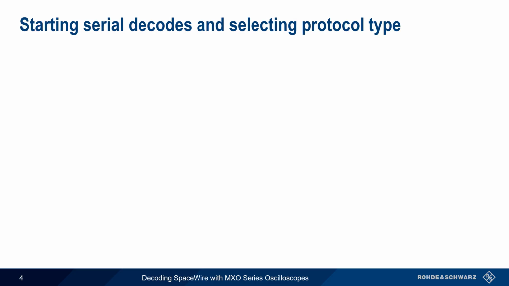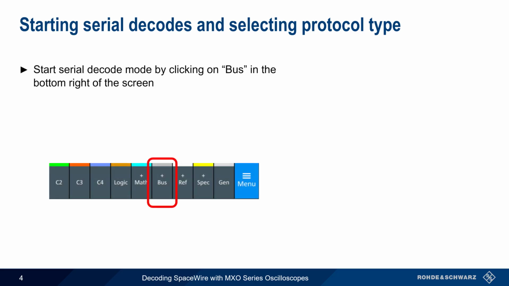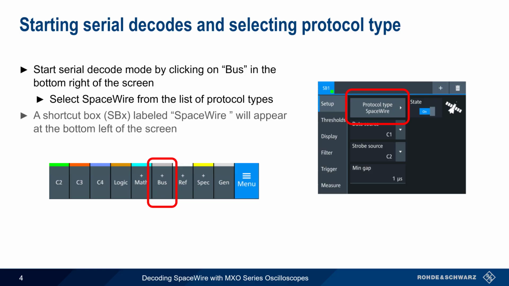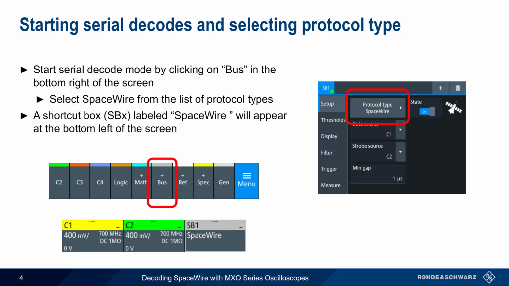The first step in decoding SpaceWire with the MXO is to select Bus from the list of items in the bottom right corner of the screen. Then select SpaceWire from the list of available protocol types. This will also create a small box labeled SpaceWire in the signal bar near the bottom left corner of the screen. This box can be used as a shortcut for configuring decode parameters.